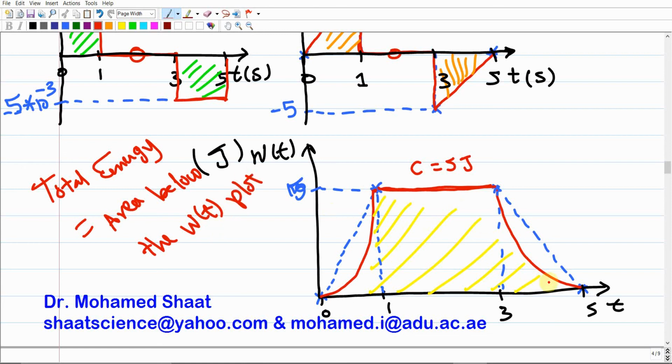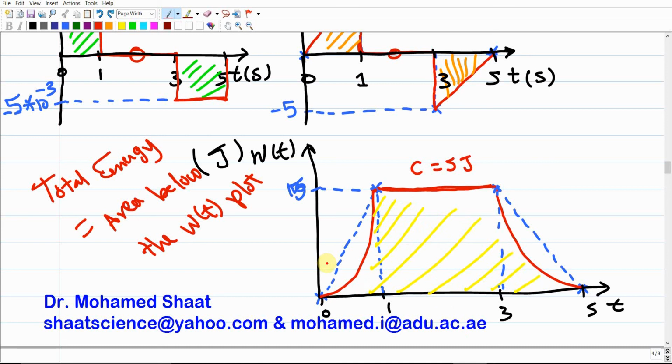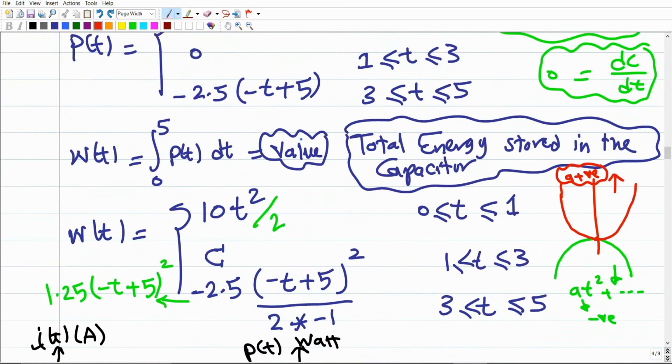So as you can see, if you just calculated the area of this shape plus the area of this rectangular shape plus this area, and you sum all of these areas together, you're going to end up with the total energy, because the area underneath the curve should represent the integration of the W of t function over time from 0 to 5. But here we were interested in representing the energy as a function of time over this plot, and this is what we did, and this is the requirement for this problem.